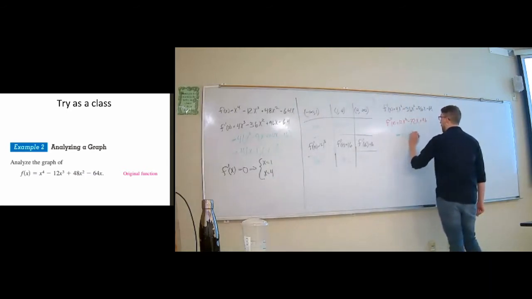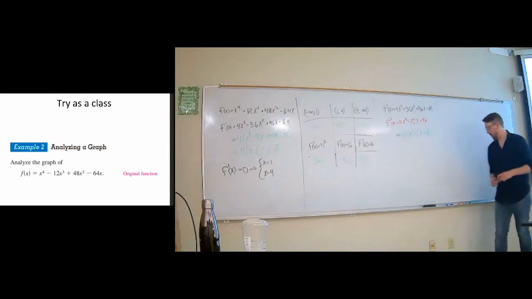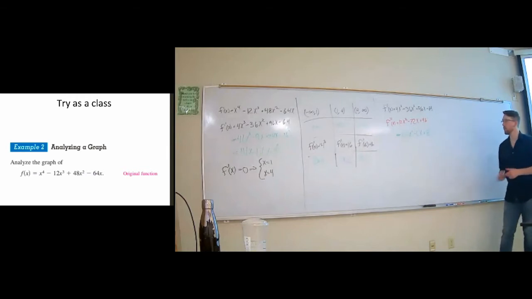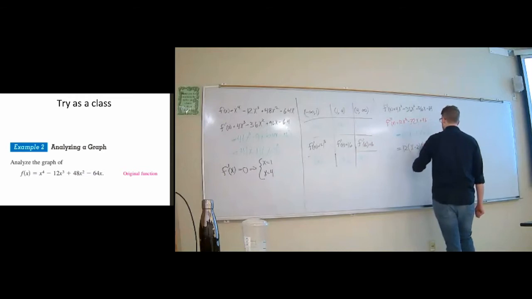This is x squared minus 6x plus 8. My mistake, 6x plus 8. This thing can be factored out even further into 12 times the quantity x minus 2 times x minus 4.